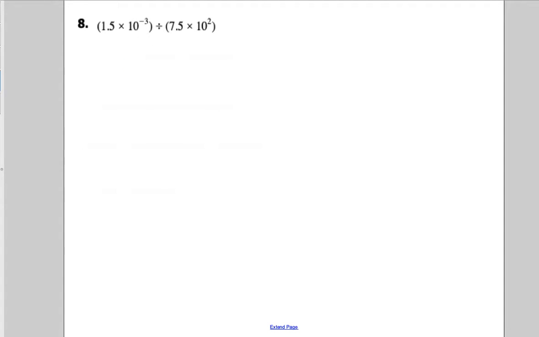All right, here we go. Question 8. Divide those factors. What are my factors? It's going to be 1.5 divided by 7.5.